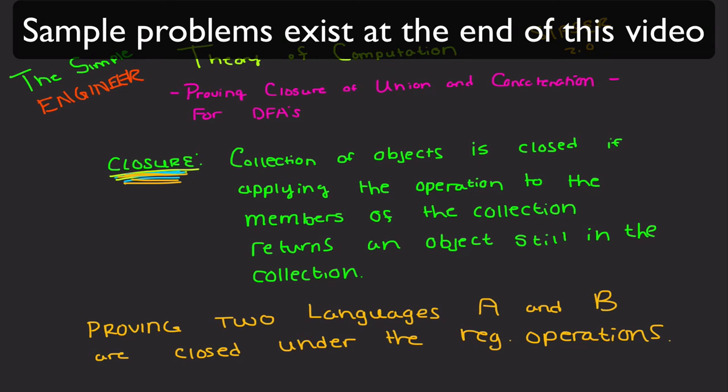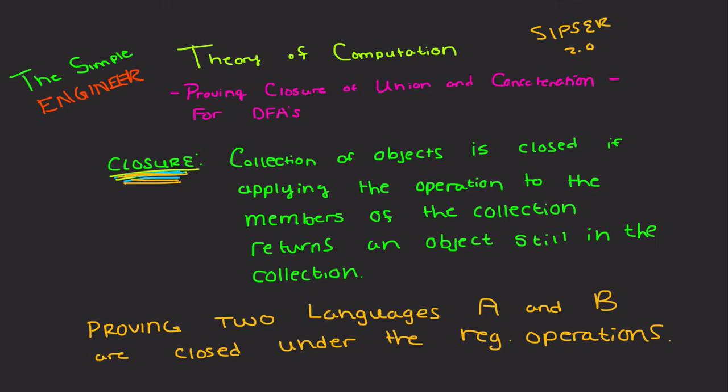Today we are going to continue the theory of computation, and we are going to be proving the closure of union and concatenation for deterministic finite automata. So to reiterate what closure is, a collection of objects is closed if applying the operation to the members of the collection returns an object that is still in the collection.